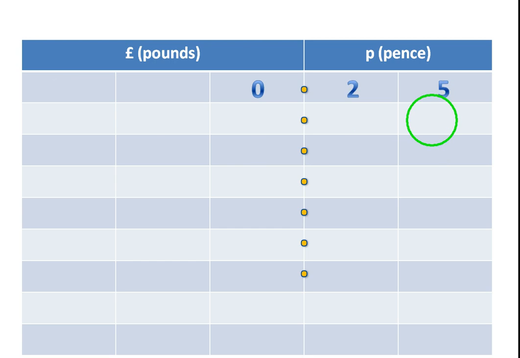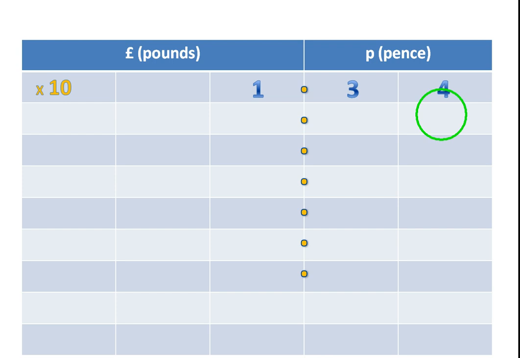Now let's have a look at a couple of others. We've got 25p in this case, so if we multiply that by 10 we will end up with the figures moving one place to the left, and again you see how important it is to put a naught in the pence column there, so we end up with £2.50.